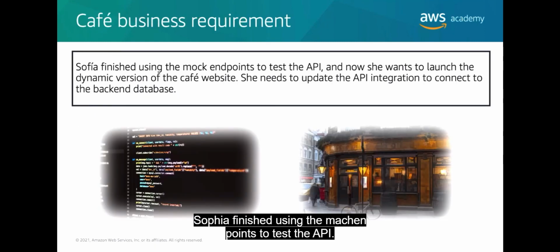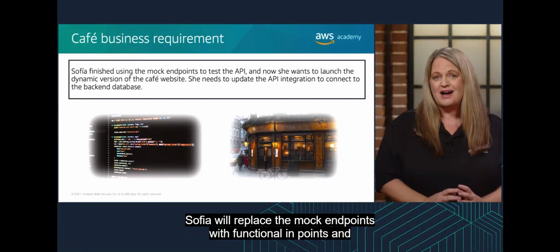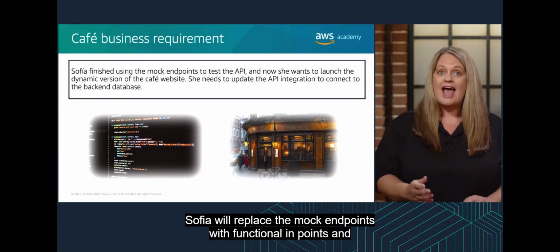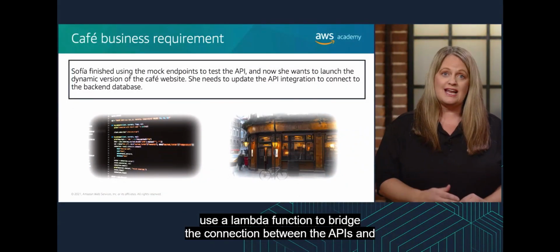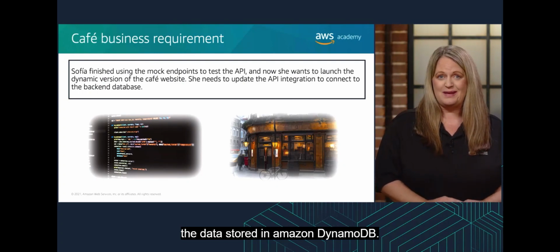Sophia finished using the mock endpoints to test the API, and now she wants to launch the dynamic version of the Cafe website. She needs to update the API integration to connect to the backend database. Sophia will replace the mock endpoints with functional endpoints and use a Lambda function to bridge the connection between the APIs and the data stored in Amazon DynamoDB.